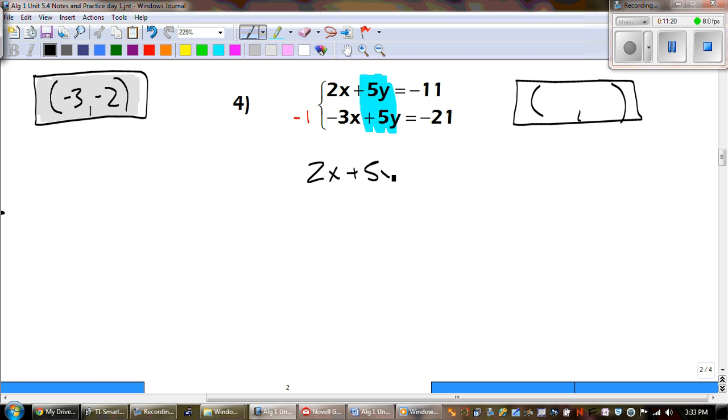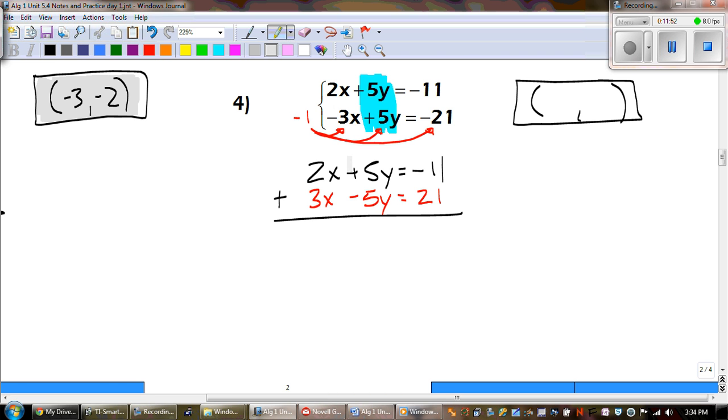So we have 2x plus 5y equals -11. And then I'm going to multiply everything by a -1. -1 times -3 gives me a positive 3x. -1 times a positive 5 gives us -5y. And then -1 times -21 gives us a positive 21.